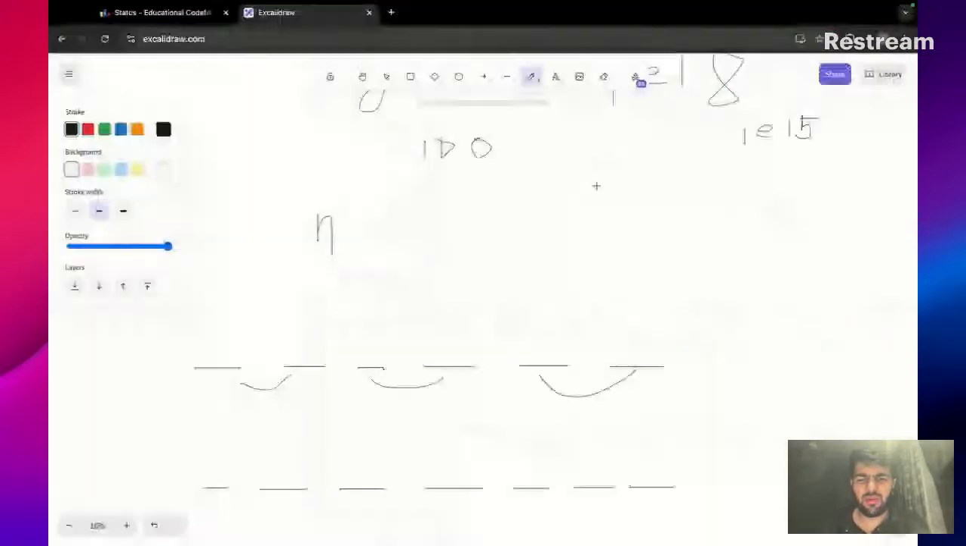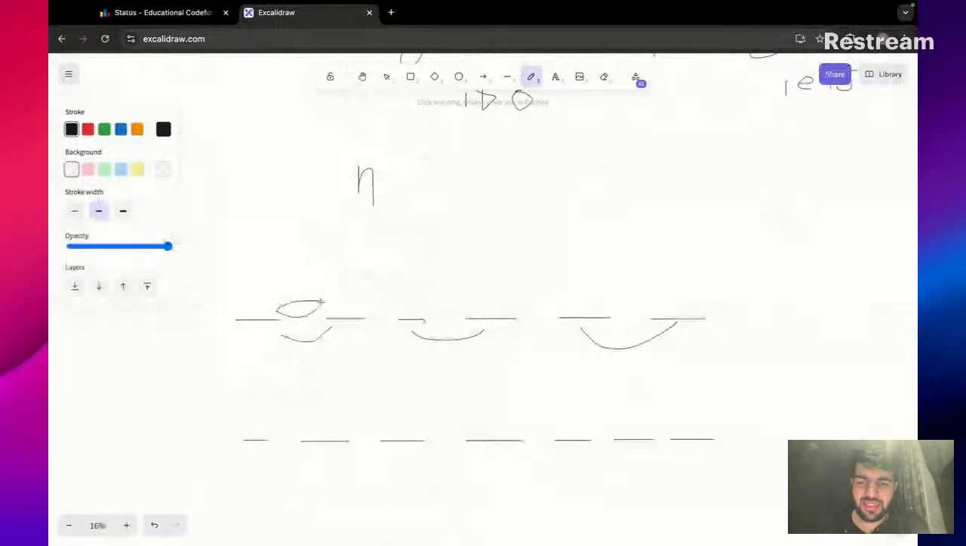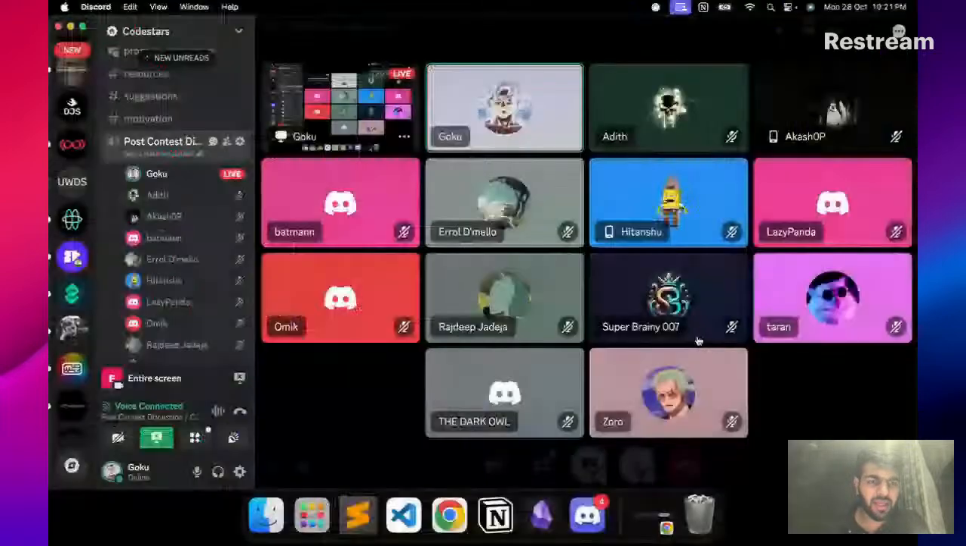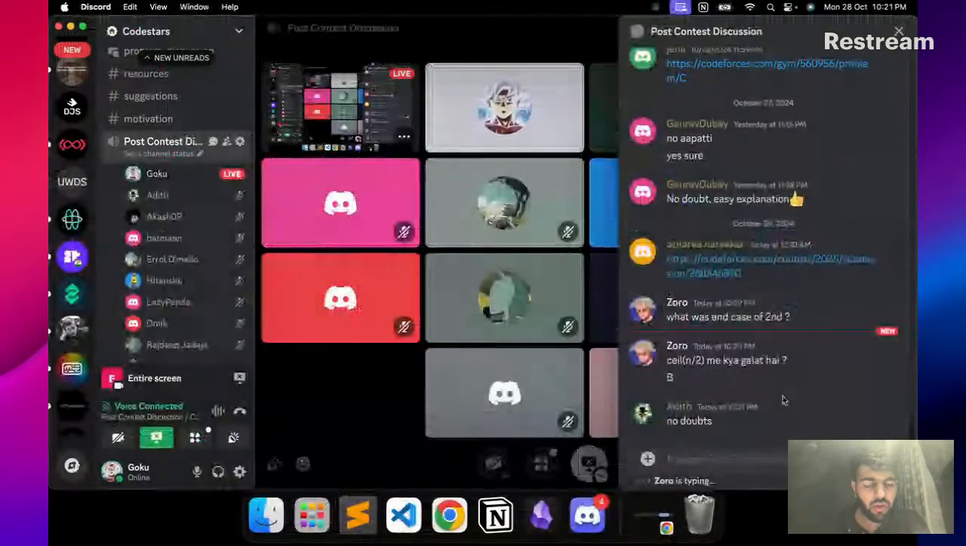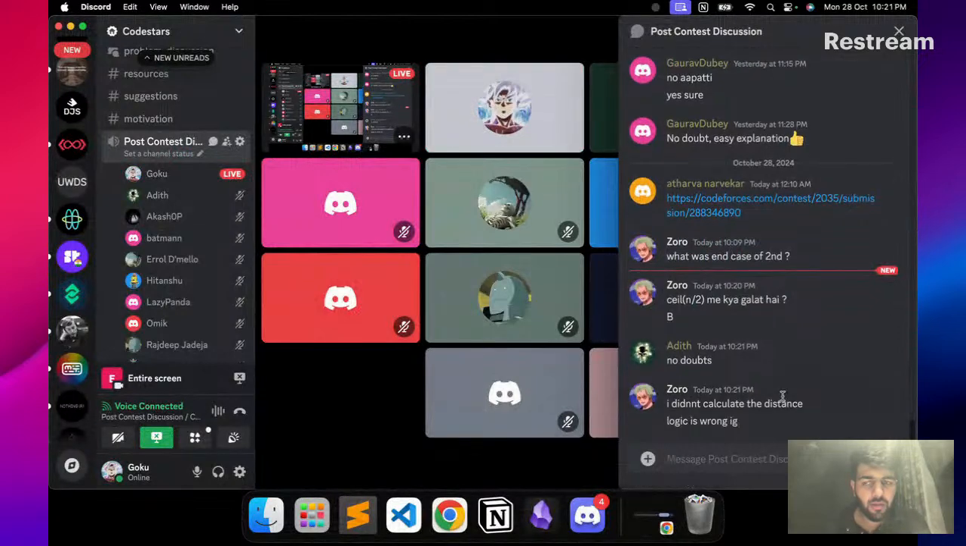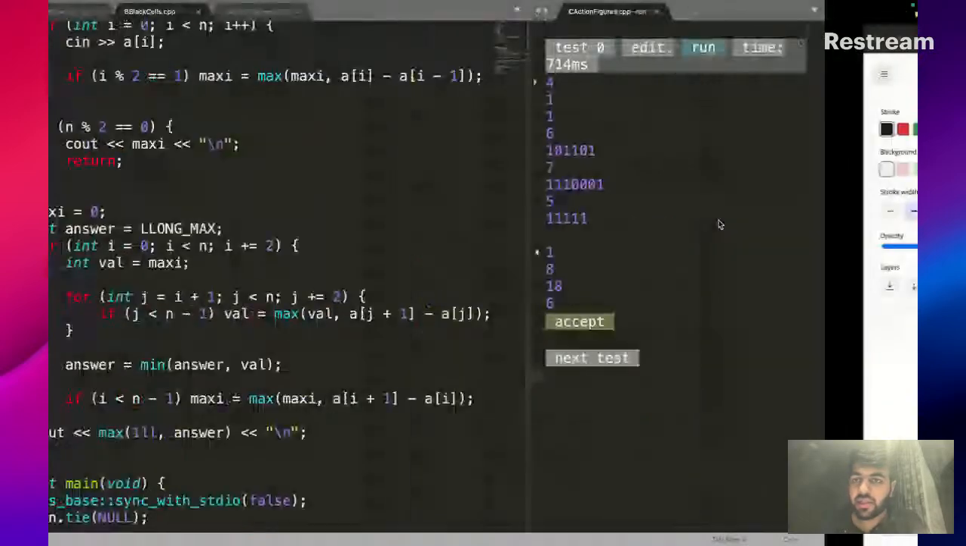Again, Zoro is asking seal n by 2 mein what is the issue? No, but you need to find the distance, right? You don't need to find the number. You have to find the distance. Like, what do you mean by seal n by 2? I didn't calculate the distance. Logic is wrong, I guess. Yeah, you have to calculate the distance.